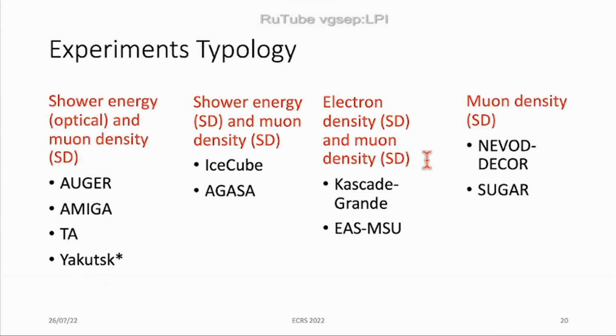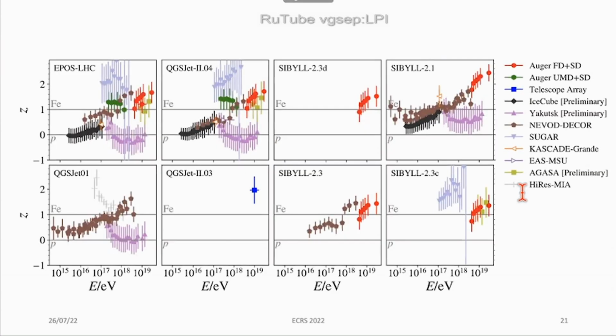So the experiments, as I said, were very different. We have some experiments like Auger, which have shower energies measured in optical telescopes, and the muon density is measured in the surface detector. We have Auger, AMIGA, which is a part of Auger, TA, and Yakutsk. Then we have experiments which measure the shower energy in the surface detector, and then they measure the muon content with a surface detector, like IceCube and AGASA. Then we have experiments which measure the electron density, and then they measure the muon content with the surface detector. The muon content is always measured with the surface detector. There is no other way. What changes is basically how you measure the electromagnetic component, how you get the energy scale of your experiment. So we have KASCADE-Grande and EAS-MSU, and then we have experiments which basically only measure the muon content, like Haverah Park and SUGAR. So this is the result.